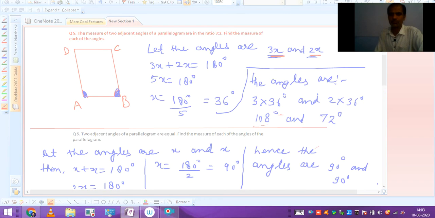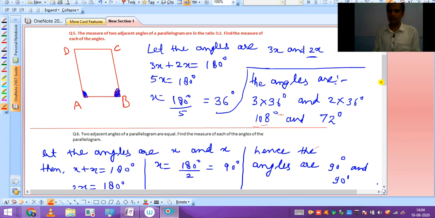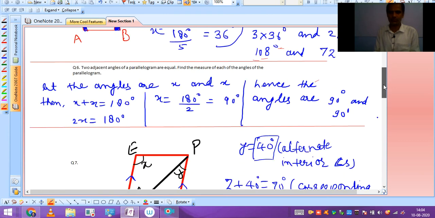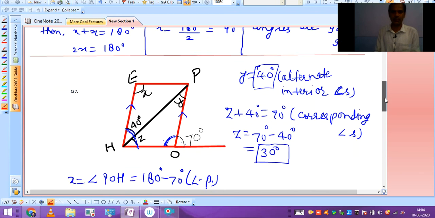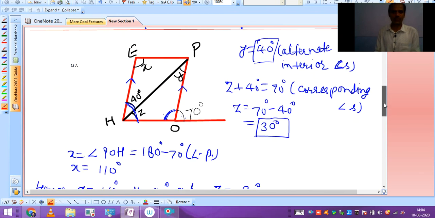Then in the next question, question number 6, it is asked what is the measurement of adjacent angles, and the condition is that these angles are equal. So, let it be x and x. Similarly, we will use the property that the sum of these angles is 180 degrees, and you can find the value.